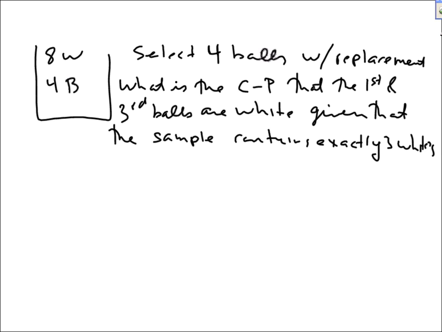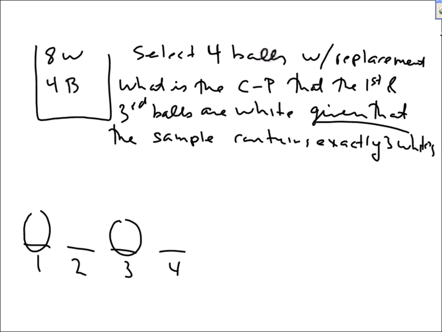Okay. So you have 4 positions, the first, the second, the third, and the fourth. Well, we know what we want in the first and the third. If we are given that it contains exactly 3 whites, that means in position 4, we have a third white and, I guess, a black. Of course, it could be a black, then a white. Doesn't matter. All we know is we used a black.